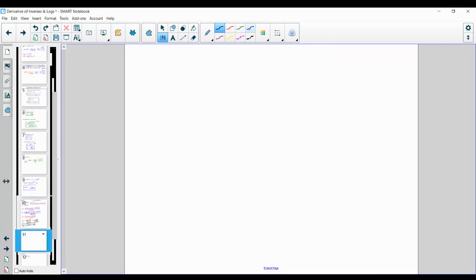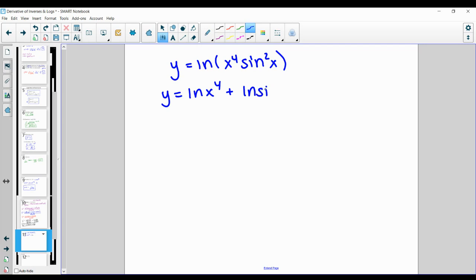If we notice the original function, it was ln of x to the 4th sine squared x. If you remember your properties of logs, when you have the ln of something that's all multiplied together, multiplication goes hand in hand with addition. So you could break this up. So another way that we could write this would be y equals ln of x to the 4th plus ln of sine squared x.